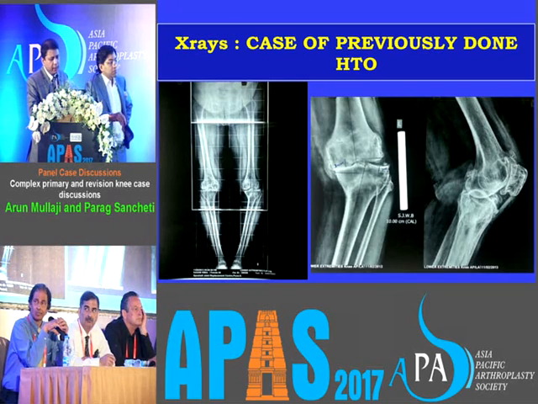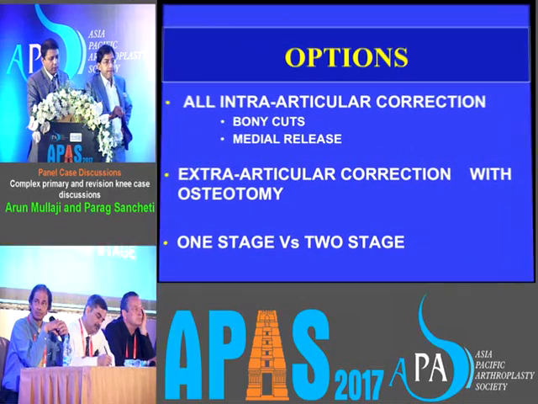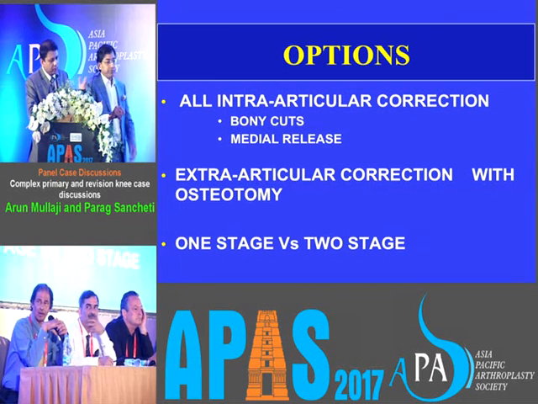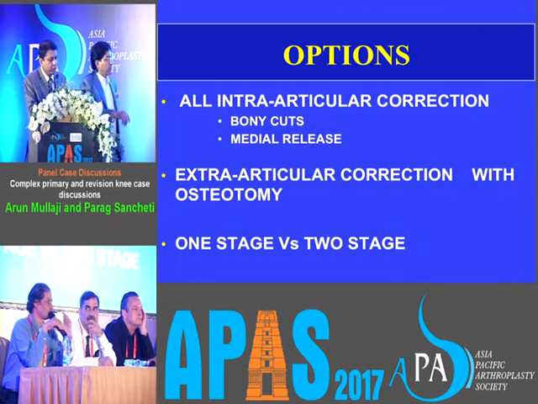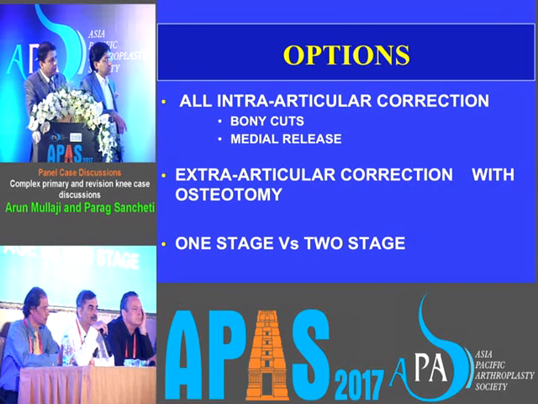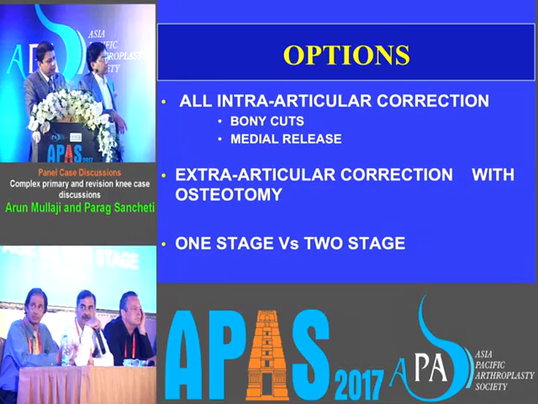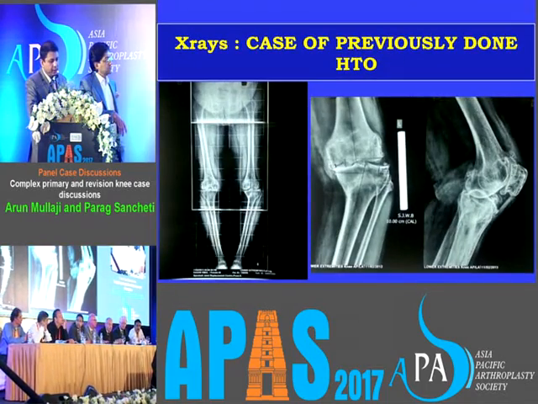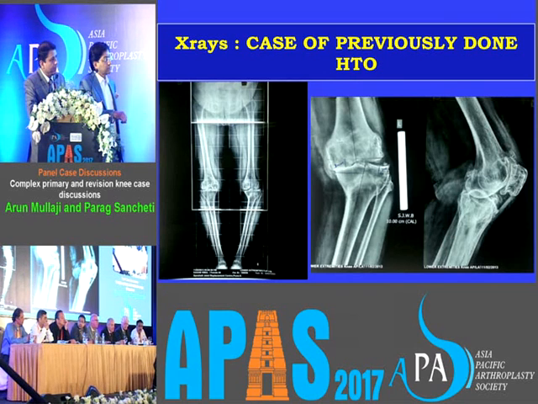So you would think of whether you want to do an all-intra-articular correction or an extra-articular correction. All intra. So Rajesh, do you think there's a possibility that we could think of doing a two-stage or a single stage procedure where we do extra-articular osteotomy? I don't see the need. So anybody in the panel feels that we should do an osteotomy to correct this deformity, or is everybody willing for one stage? One stage.